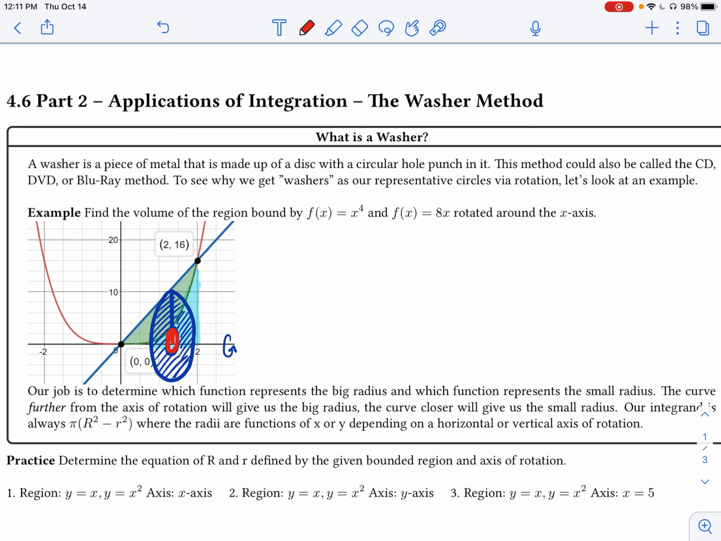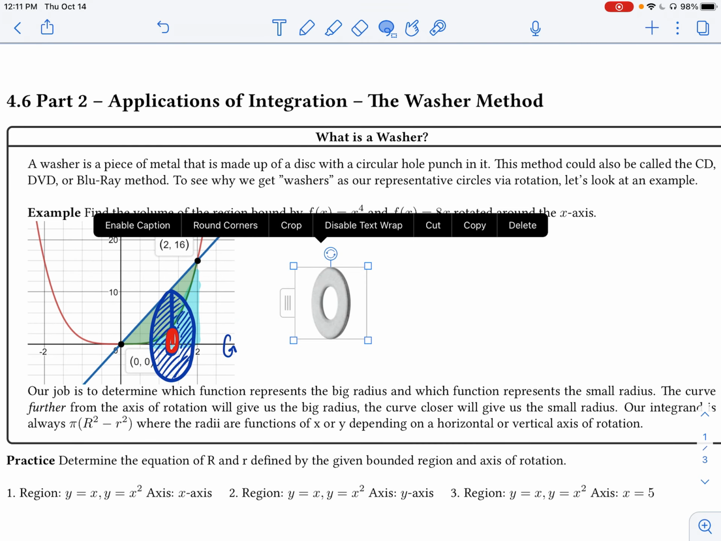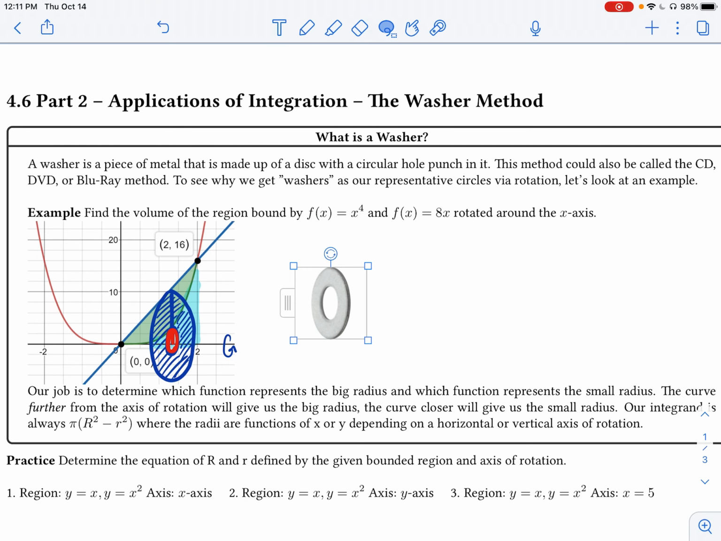So the reason why this is called the washer method is because as we rotate this about our axis, it creates something that looks like what's called a washer. This is known as a washer. It's essentially just a hollowed out disk. I'm just going to place this here to indicate that we have a hollowed out disk.